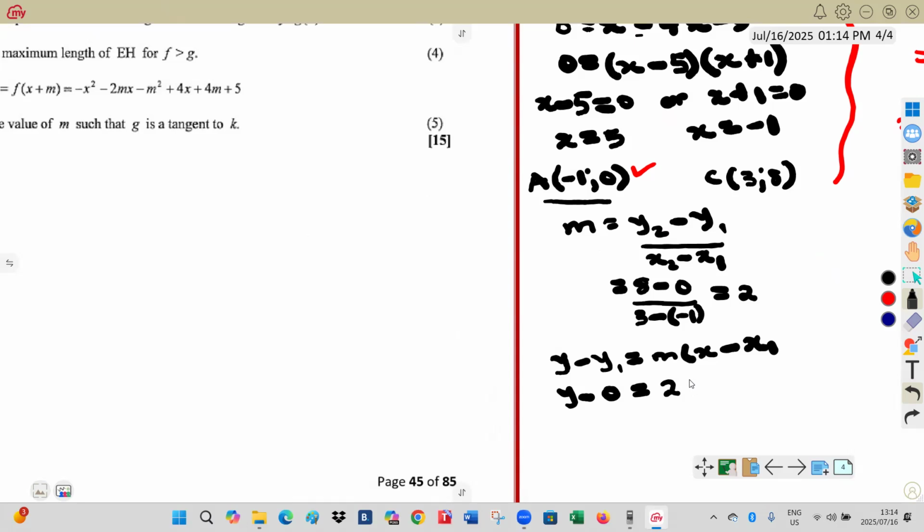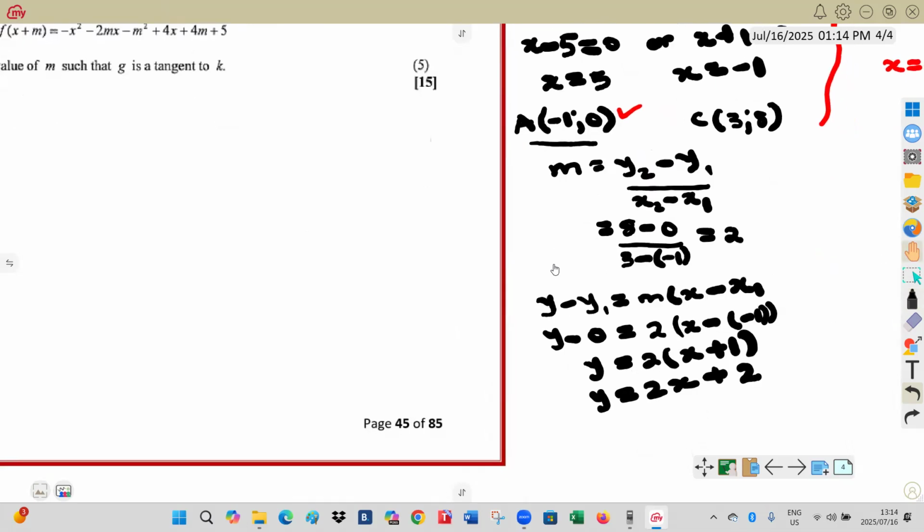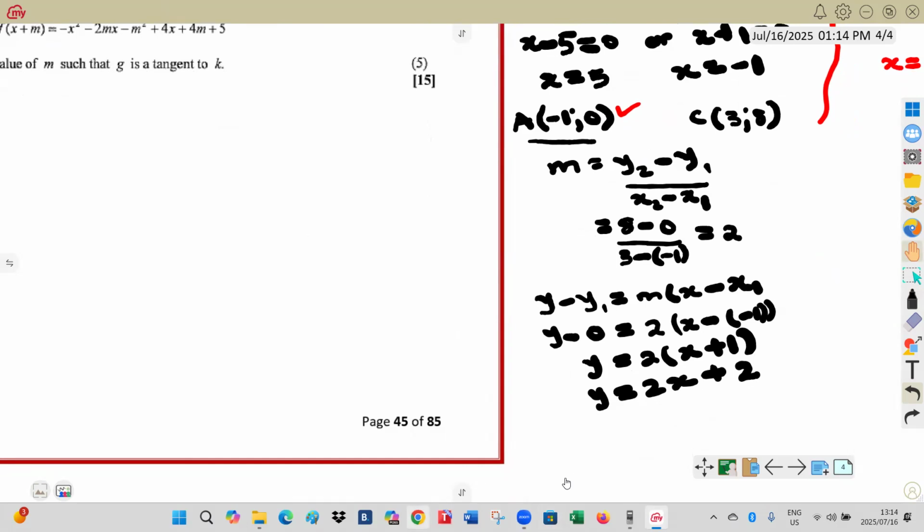Our x minus the x value, which is -1. So we are having y equal to 2, open bracket, x plus 1. Then you simplify that. So y is equal to 2x plus 2. This becomes the required equation.